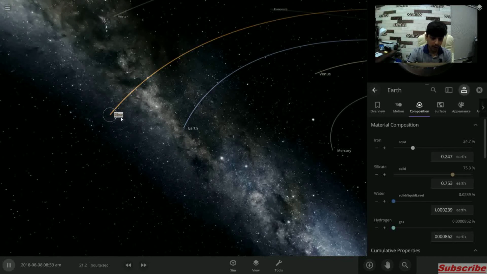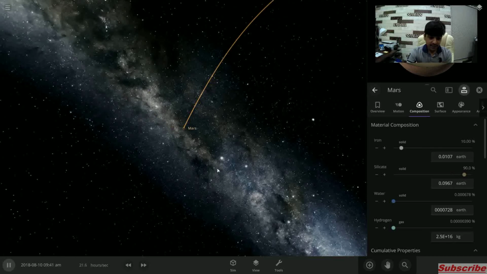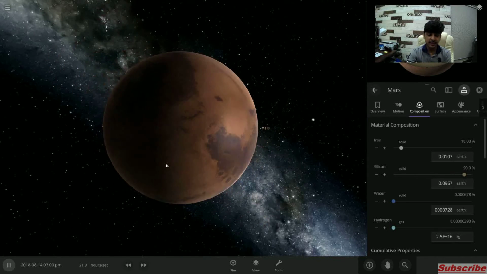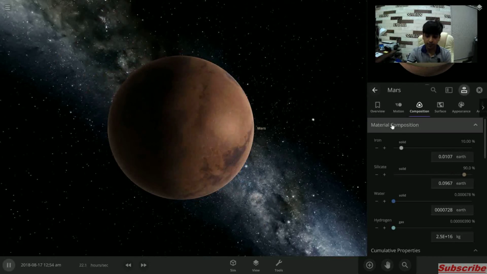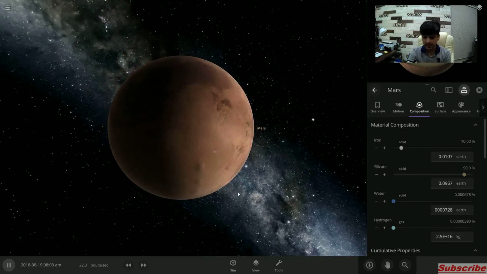Anyway, let's go to Mars. Mars is quite similar to Earth, and scientists say that it used to be like Earth because it's a terrestrial planet, has poles and seasons, and it's tilted.